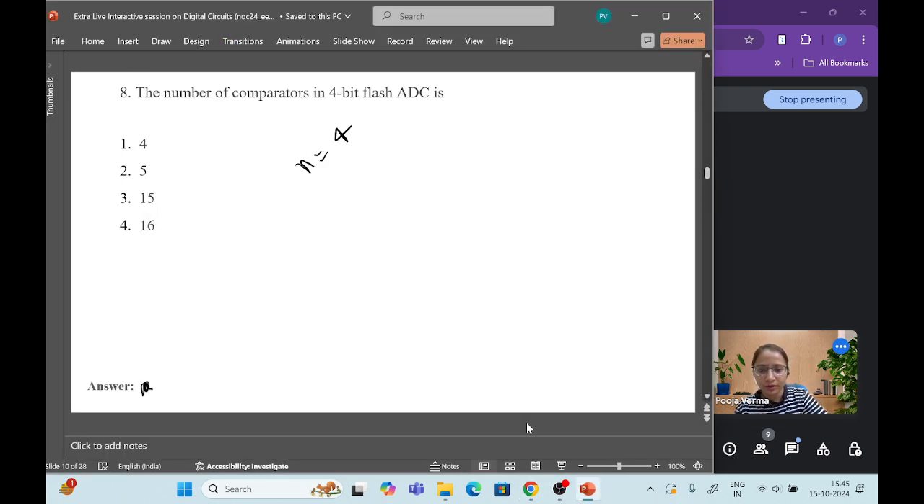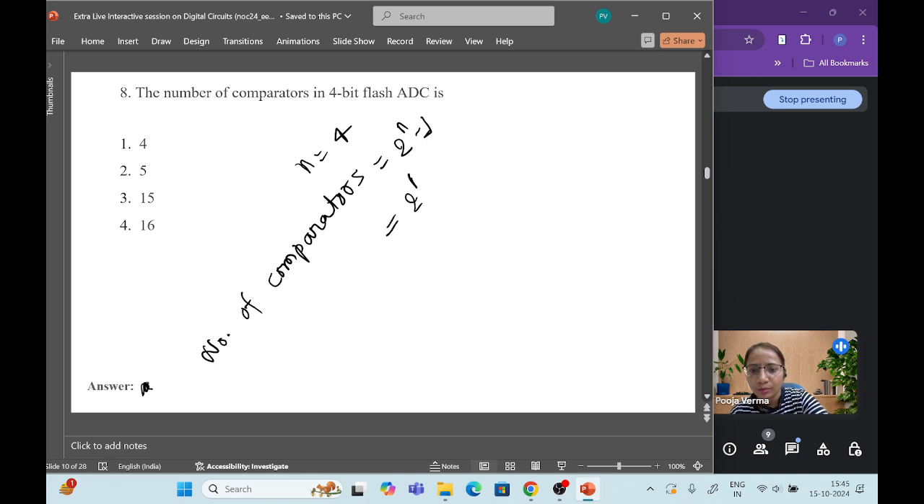So yeah, here also the number of comparators is equal to 2 to the power n minus 1. So 2 to the power 4 minus 1, that is 16 minus 1, which is equal to 15. Okay, so option 3 is the correct answer for this question.